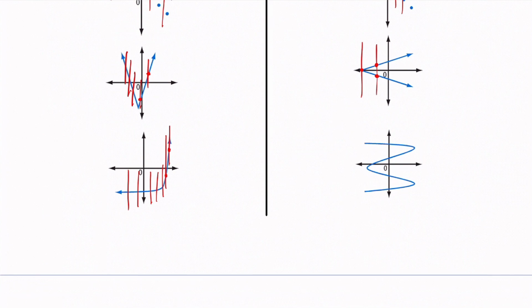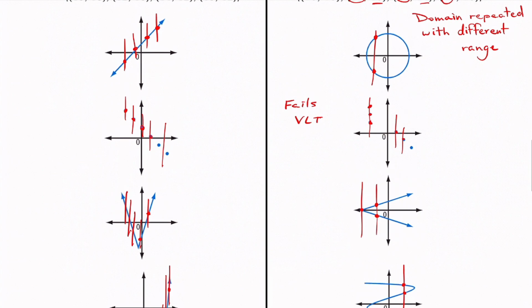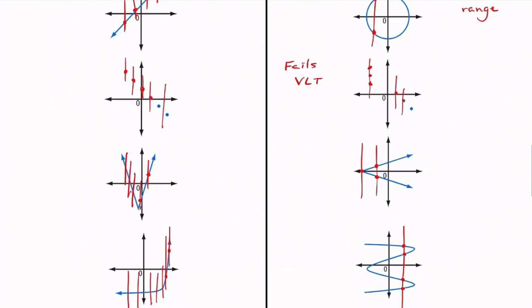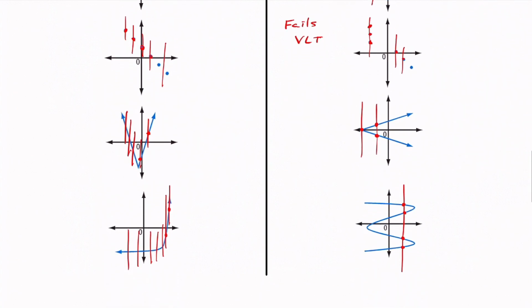And then looking at this bottom right one, if I drew a line, say there, I can see it touches once, twice, 3, 4 times. So that one again fails the vertical line test. So all the ones on the right here failed the vertical line test. The ones on the left, they passed because it only ever touched once or less. As soon as it touches twice or more, not a function.